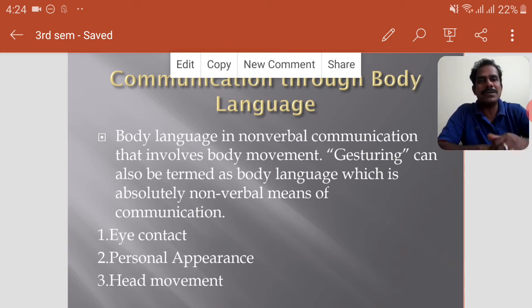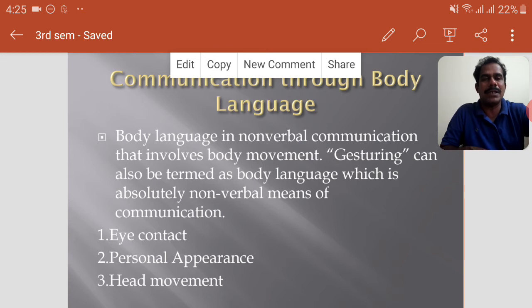Personal appearance is also very, very important. Eye contact means looking at the person directly and speaking. Otherwise, if a person is looking at you and you see the top of the floor or the bottom of the floor, it indicates you are not confident. It indicates you have an inferiority complex.